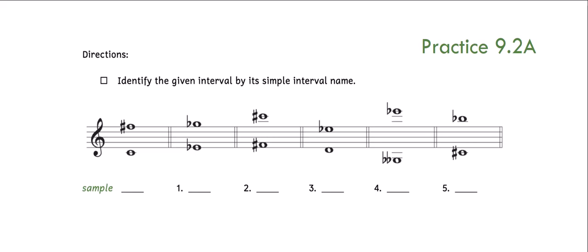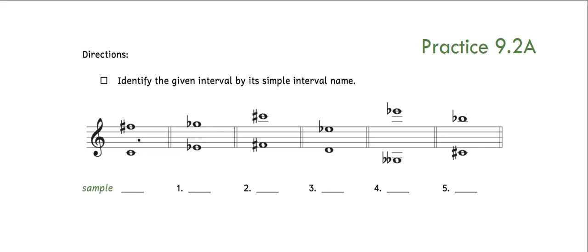Directions. Identify the given interval by its simple interval name. I'll go ahead and do the sample. So these are all compound intervals and we want to make them simple. So what we're going to do is either take this bottom note, C4, and move it on top, or take this top note, F#5, and move it down an octave.